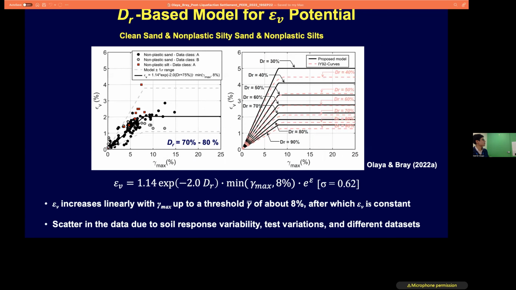So this is the model we are proposing down here. And this model produces this set of black contours that are similar to the Ishihara and Yoshimine original family of curves. However, we have some differences at really small and really high relative densities. And we see that our new updated model has less spread than the Ishihara and Yoshimine original curves. And again, this new model is recommended for clean sands, non-plastic silts, and non-plastic silty sands.